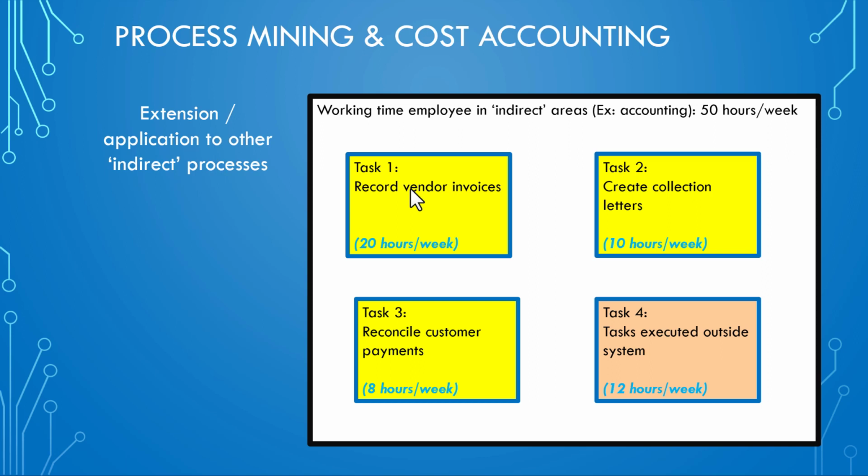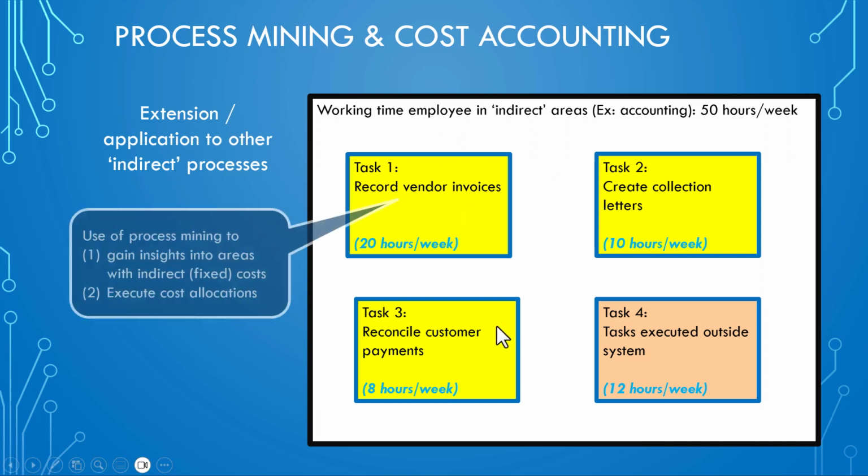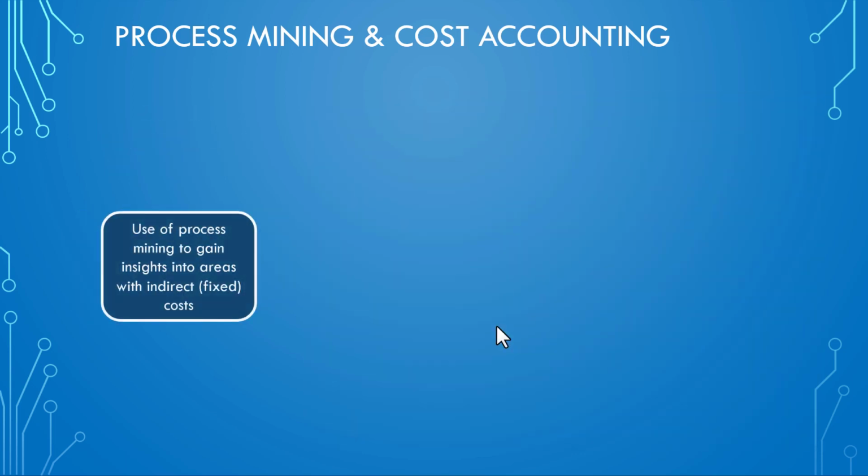Yeah? But for everything that is highlighted in yellow color here, where you can get a timestamp and information on the process that's going on, you can gain insights into your indirect or fixed cost areas and then use allocations that are more precise than just using a lump sum allocation. Why? Because they are really based on actual data. That's the advantage that I see here.